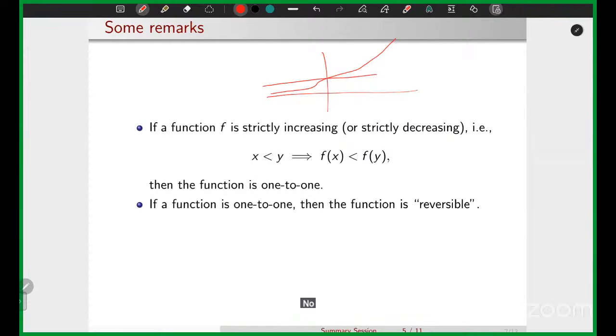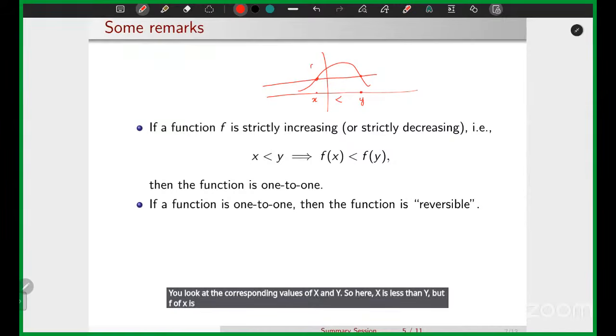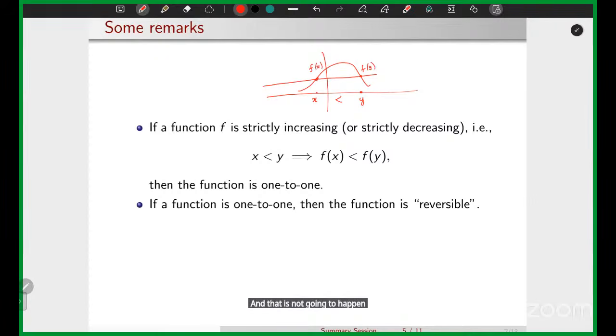No, sir. Because as soon as you have something like a 2 times intersection, you look at the corresponding values of x and y. So here x is less than y, but f of x is equal to f of y. And that is not going to happen because this is a strictly increasing function.